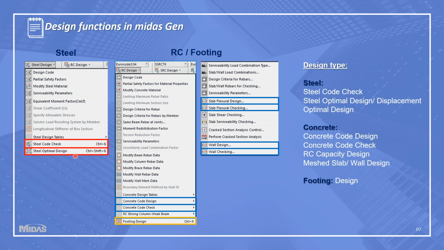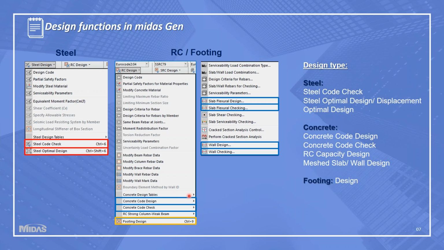So basically, the engineer can optimize the section size. You can find the smallest section size in the program. And in case of RC design, Gen provides frame design for beam, column, wall design, and mat foundation. It's also available for 1D and 2D elements, so they can be verified based on the design codes, and you can check whether the section is safe or not. Capacity design is also available in MIDAS Gen.